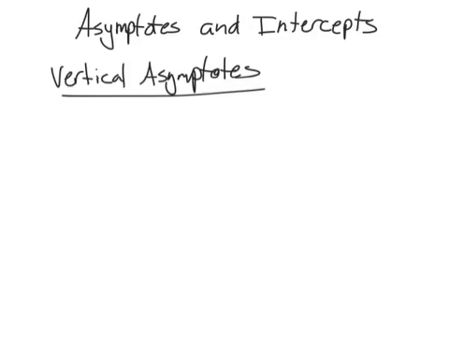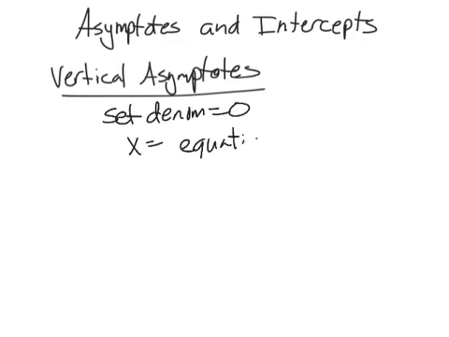In this lesson, we're going to look at the vertical and horizontal asymptotes and then the x and y intercepts of a rational function. So let's just quickly review what the vertical asymptotes are all about. To find them, you have to set the denominator equal to 0, and then what you end up with is an x equals equation. So it's a vertical line.